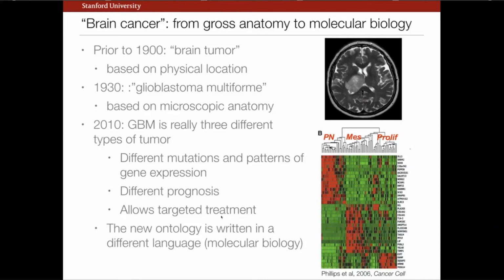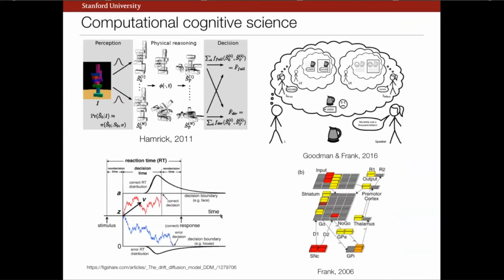But now when we talk about brain tumors, we don't talk about just what types of cells are involved. We now know that GBM is really biologically 3 different types of tumors, described by different patterns of gene expression, different genetic mutations, prognosis, and response to different treatments. So the ontology of cancer is no longer written in terms of anatomy or cellular anatomy. It's written in the language of molecular biology. And cognitive science is increasingly written in the language of computation, right?